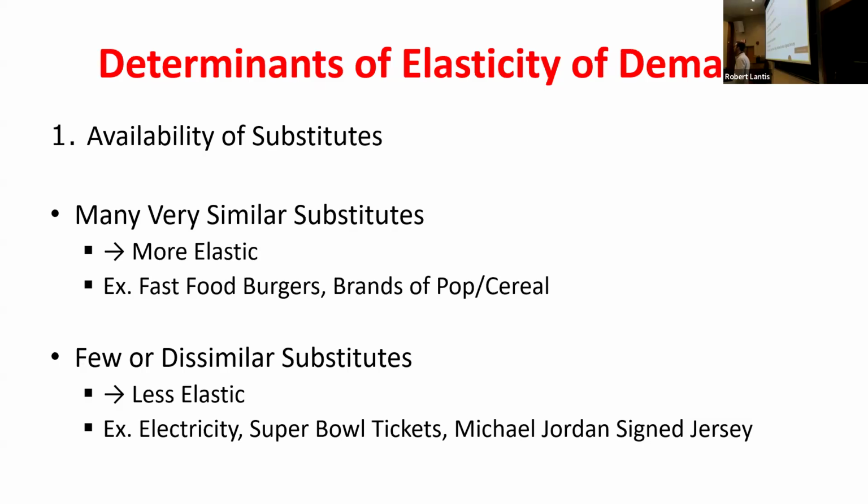So can I be as responsive to price changes? No, there's not a lot of other substitutes, right? So these goods with fewer substitutes, I'm going to be less elastic, right? More substitutes, I can be more elastic. It's kind of convenient that those things match up, right? Any questions on this idea? This is, I think, fairly straightforward.